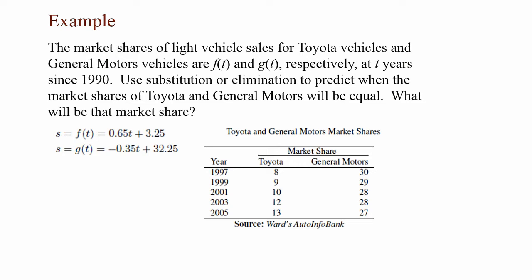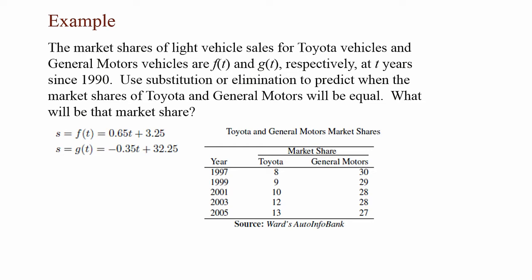The table for Toyota and General Motors market shares has the year 1997 and General Motors a market share of 30. In 1999, Toyota had 9, General Motors had 29. In 2001, Toyota had 10, GM had 28. 2003, Toyota had 12, GM had 28. 2005, Toyota had 13, GM had 27.